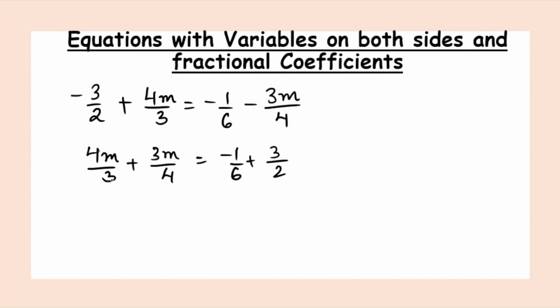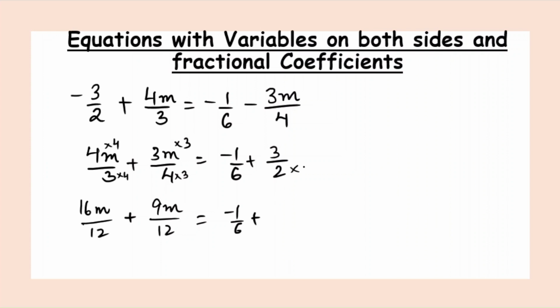The common denominator of 3 and 4 is 12. So let's make them 12. So I'll multiply this with 4 and this with 4. So I'll get 16m plus, and how I will get 12 here? I'll multiply by 3, I'll multiply by 3. 4 times 3, 12, 3 times 3, 9m equals, what is the common factor of 6 and 2? It's 6. So this is already 6. The denominator is already 6. How can I make this as 6? I'll multiply by 3. So it's 9 over 6.